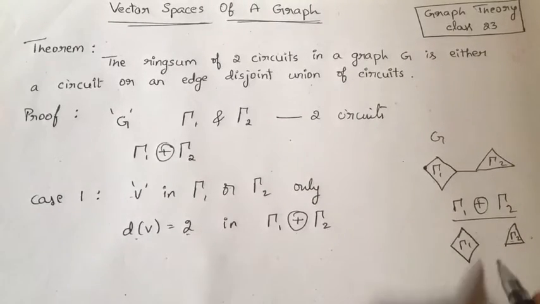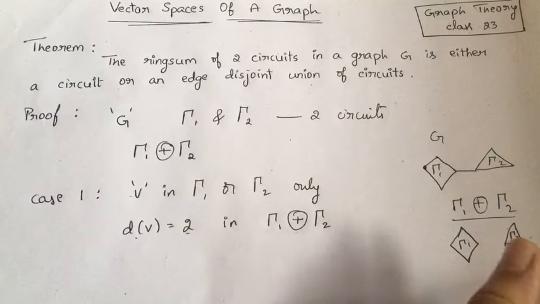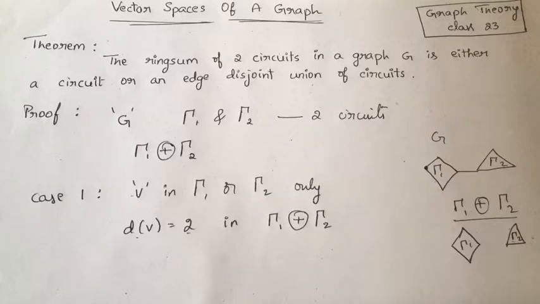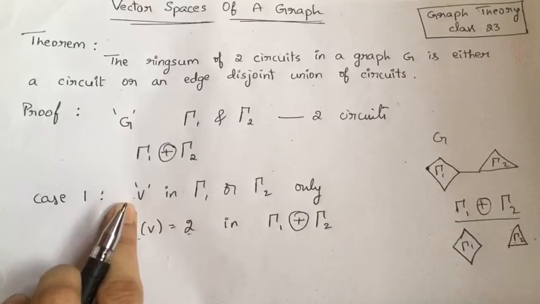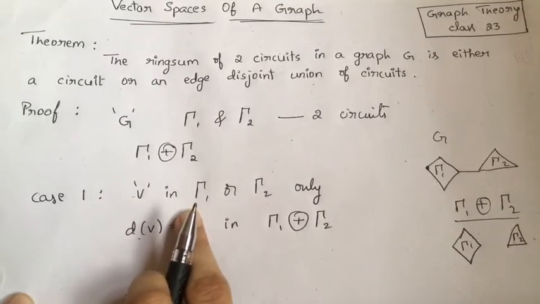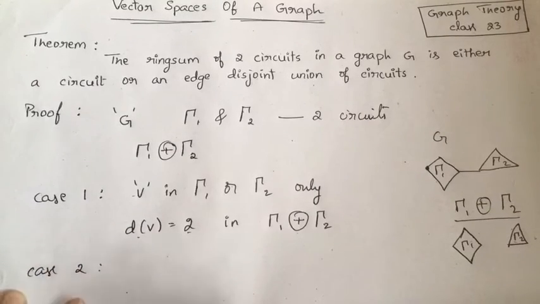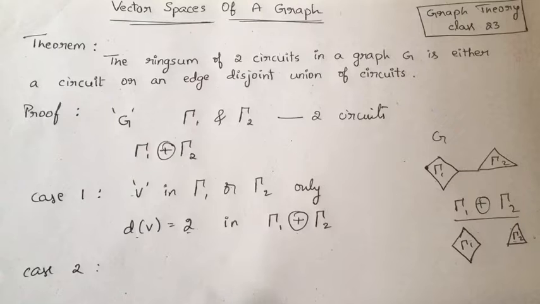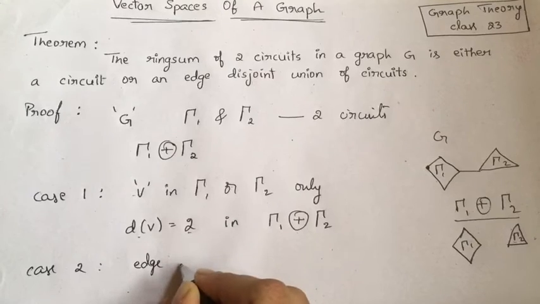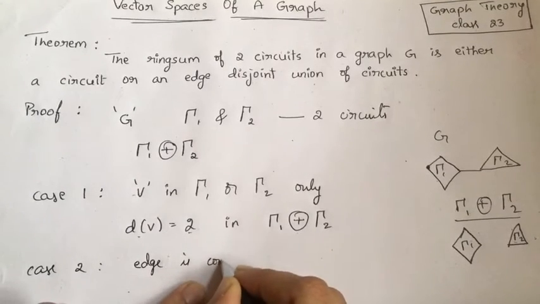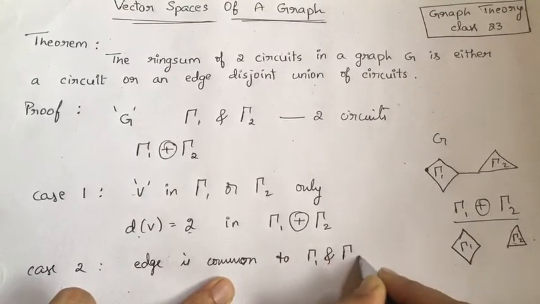It must be 2 when I take the ring sum of gamma 1 and gamma 2, because I know that in a circuit the degree of every vertex is 2. This is case 1, where the vertex is either in gamma 1 or in gamma 2. Case 2 is if an edge is common to gamma 1 and gamma 2.